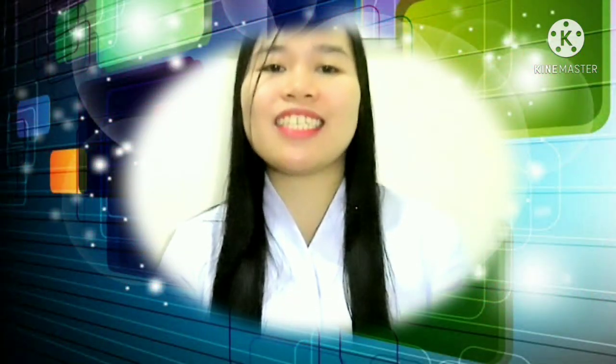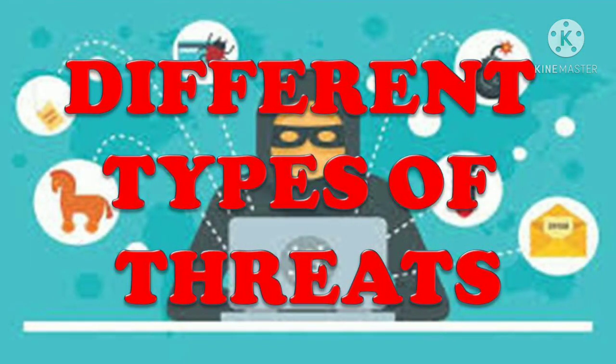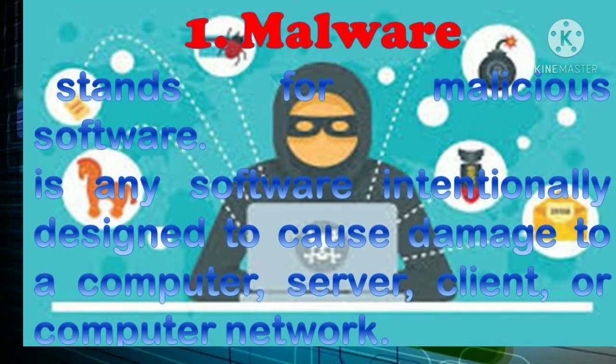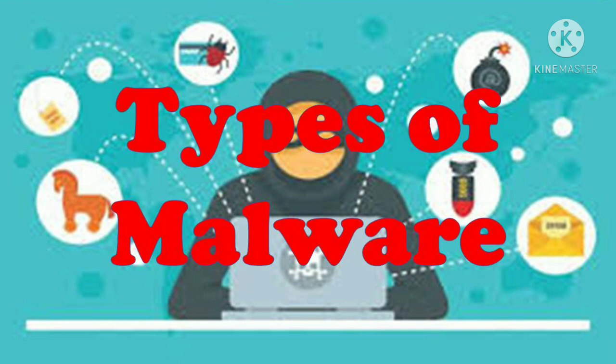Now let's discuss internet threats. Here are some of the threats you should be aware of when using the internet. First, we have malware. Malware stands for malicious software. It is any software intentionally designed to cause damage to a computer, server, client, or computer network. And there are 5 types of malware.